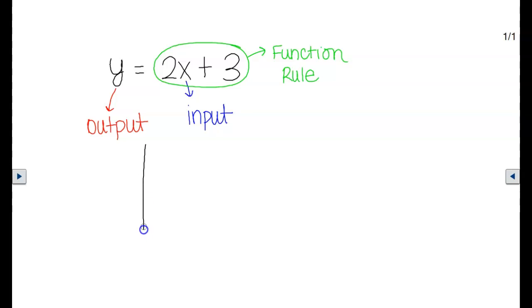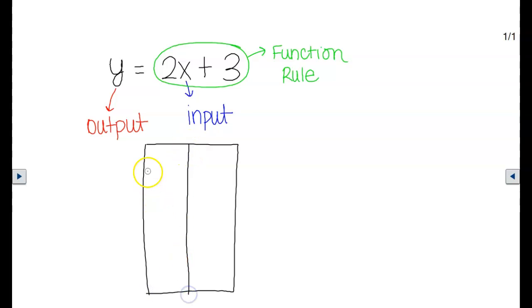And so we learned yesterday that we could make a function table for this equation, and we can put our x's on one side and our y's on the other. So here in this column we can choose some x's. So I could decide I want x to be -1. I could decide I want x to be 0. I could decide that I want x to be 5. I can choose anything I want. And then once we pick some of these x values, then we can use our function equation to help us figure out the y values.